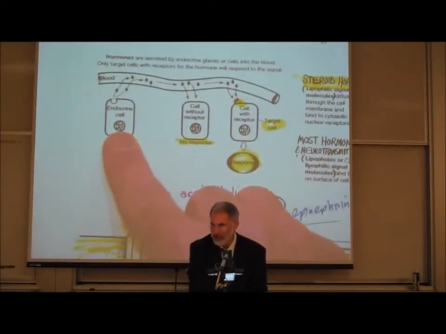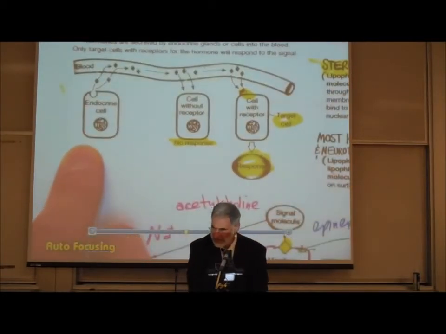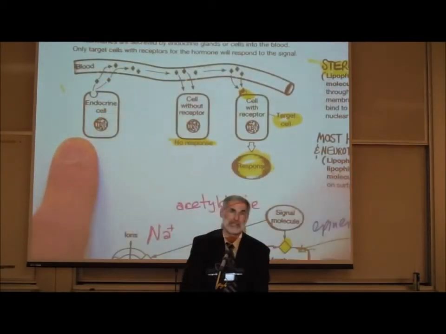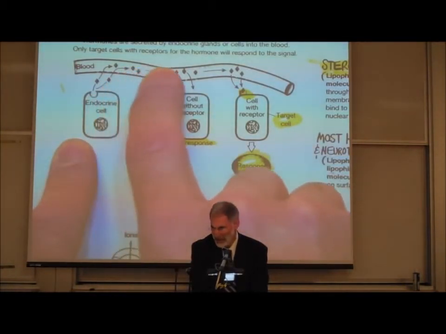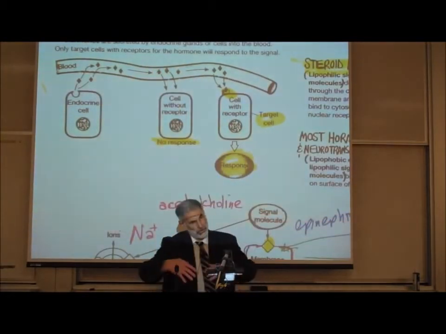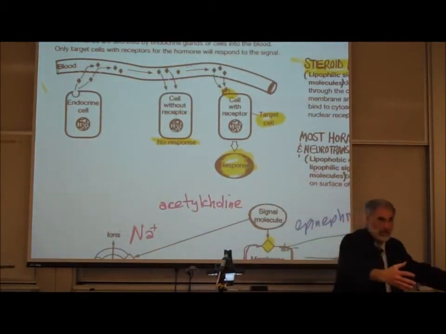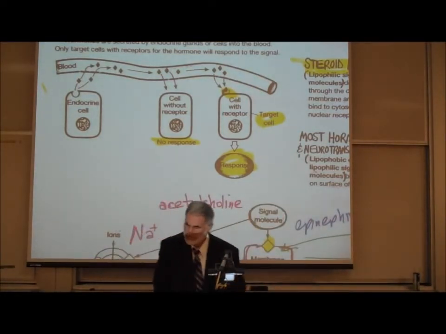So here's how it works in our body. Here it shows an endocrine cell. Let's say it's a pancreas cell secreting insulin, just as an example. It secretes insulin into the bloodstream. The insulin is moving through the bloodstream, and chemicals can diffuse out of the bloodstream. Right? They can get across the capillary wall.